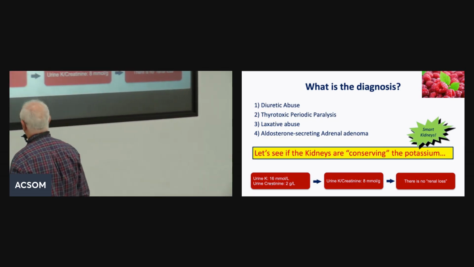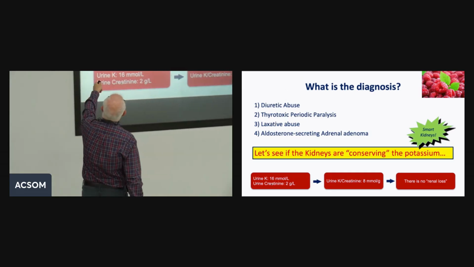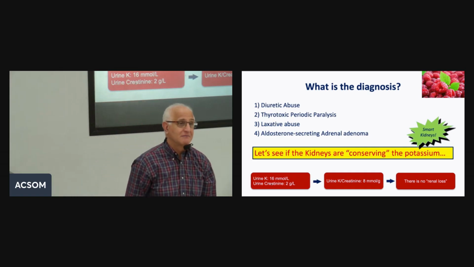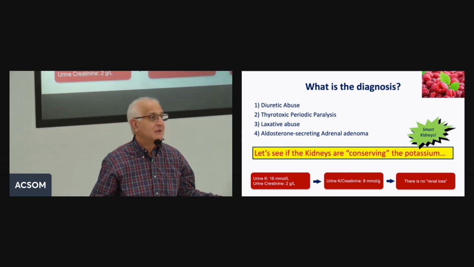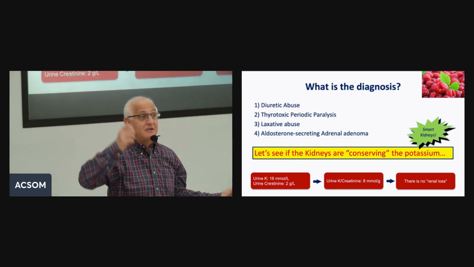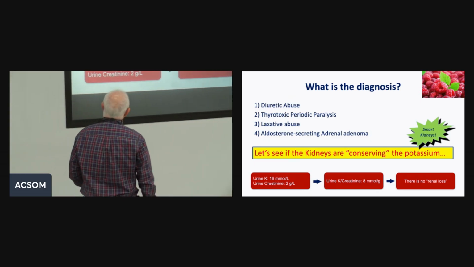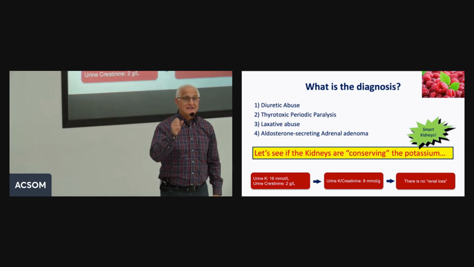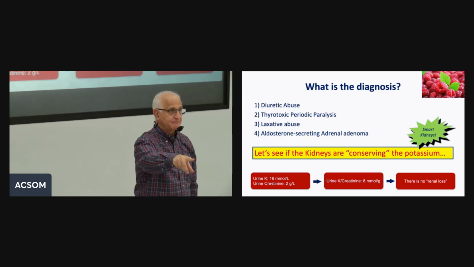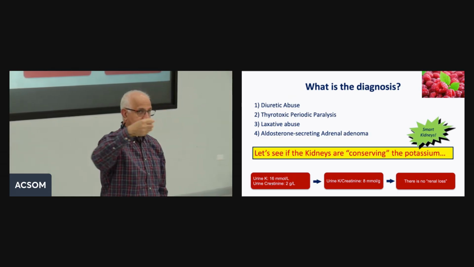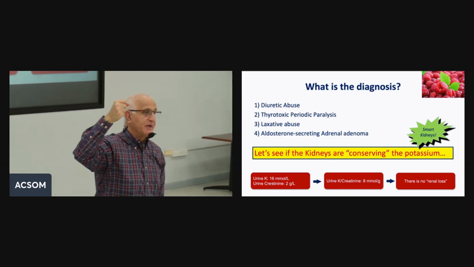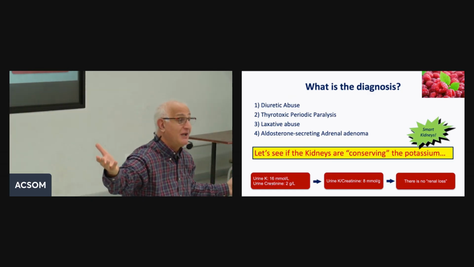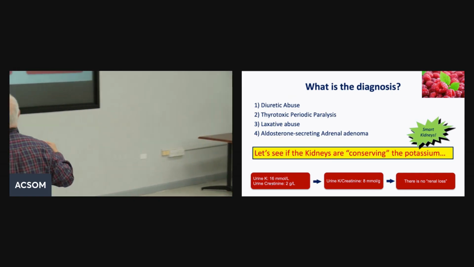So let's go back. What do we have here? Do you think it can be diuretic abuse? Do you think this guy might have been taking some diuretics? No, the urine potassium is low. If it was diuretic, just like that lady, it would have been higher than 13. What about the other ones? What about aldosterone secreting adrenal adenoma? The aldosterone acts on the principal cells, and sodium is going in, potassium is going out. Do you think it can be the case? Again, no. The urine potassium is not high, right? I agree with you.